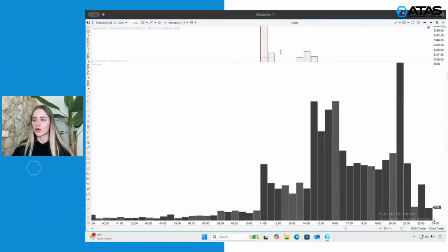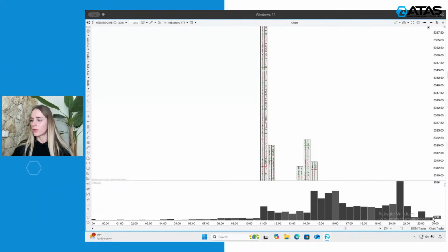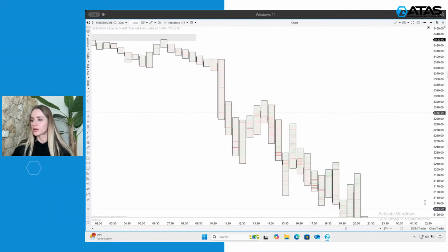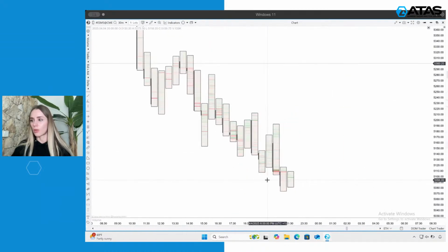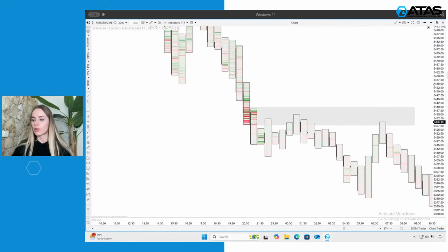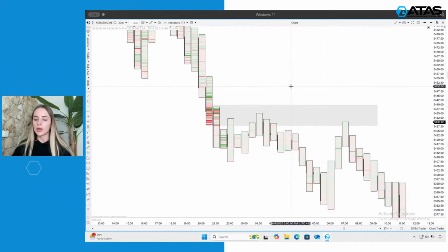price continues to drop down for quite a while. Let me close this. For quite a while, right? You can see the price continues to drop. So this was a beautiful example of the trend continuation setup using volume and footprint confirmation at once.